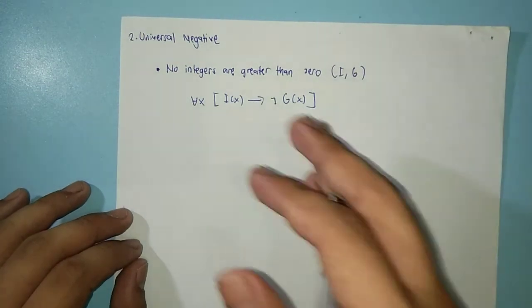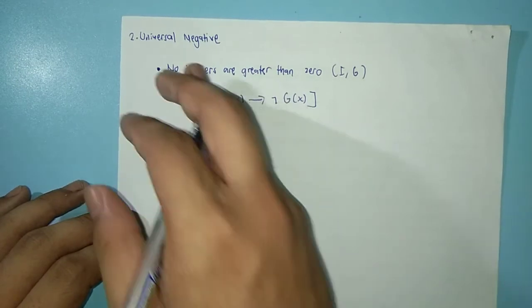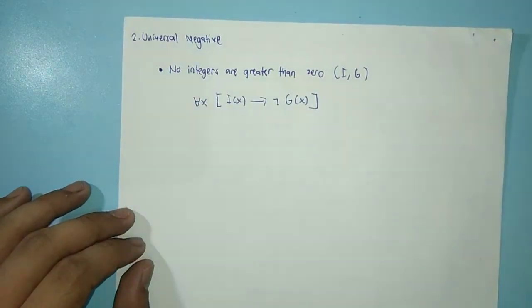Okay? So makikita nyo naman, di ba? Ibig sabihin, pag integer, ibig sabihin not greater than 0 kasi nga no integers are greater than 0.